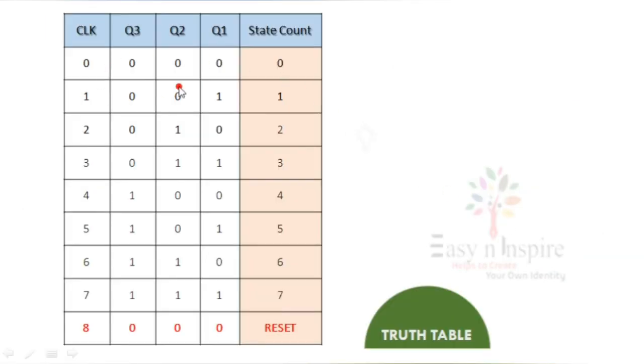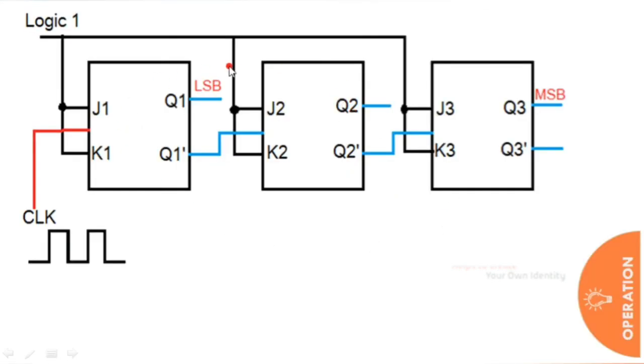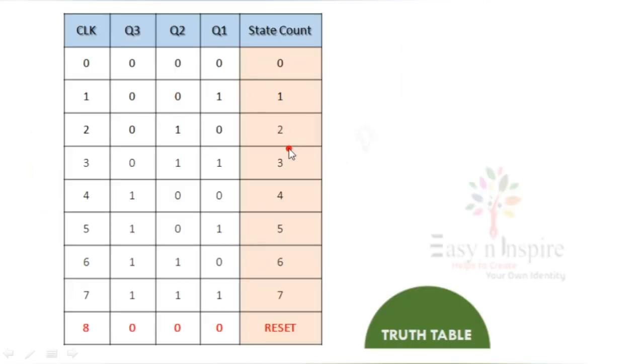See here, 0, 0, 0, then 0, 0, 1, then 0, 1, 0. Like this, you'll get 1, 1, 1 up to 7. So total counts are 8. This counter is going to count up to 8 states. So what will happen after 1, 1, 1? See here, I'll explain.